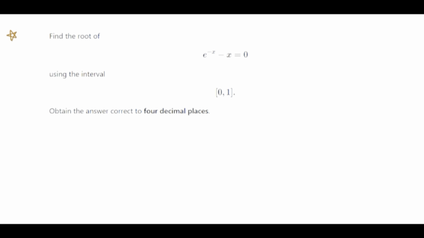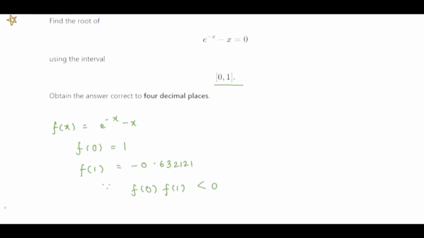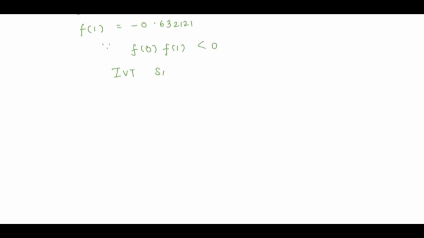Now comes the question that asks for the root of e to the power minus x by using the Regula Falsi method in the interval 0, 1. So we have defined the function so well. Then we got the endpoints as 0 and 1. So we need to define a function over 0 and 1 as well, where this f(0) becomes 1 and this f(1) value is minus 0.632121. And since f(0) times f(1) is lesser than 0, then 100% this root lies in 0, 1.